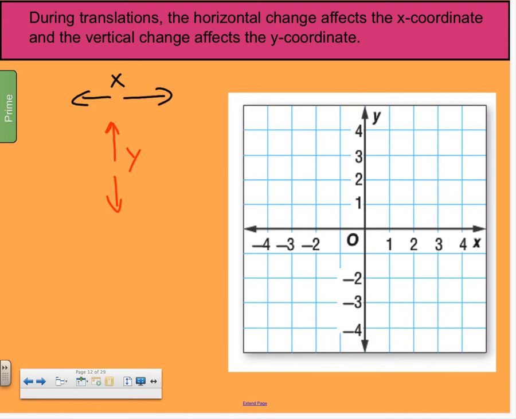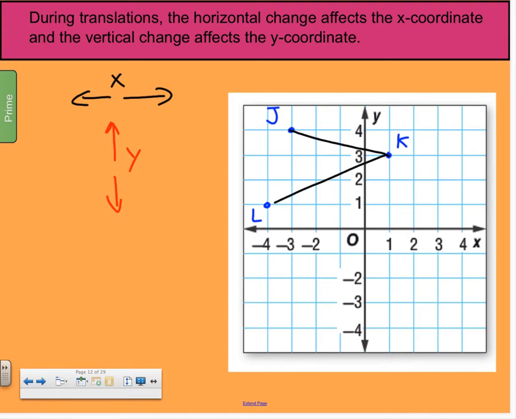So example 1 tells us that we're working with JKL, and we have the points -3, 4, and this is J. We have the point 1, 3, and that is K. And then we have L, which is -4, 1. So this is our shape, JKL.